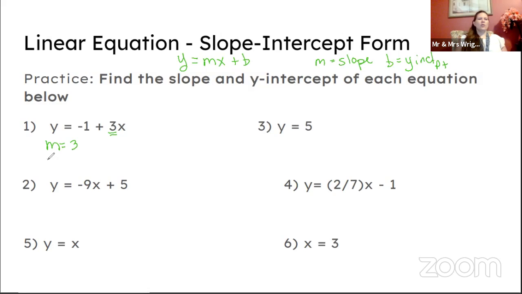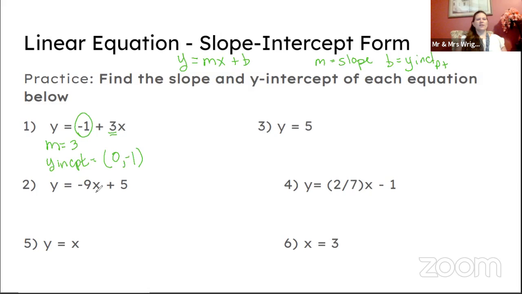So what is our y-intercept? Our y-intercept is going to be 0 for the x. And what is our y? Our y is whatever is in the spot of b. In this case, the constant is -1. So it's (0, -1). Okay, let's move on to the next one.